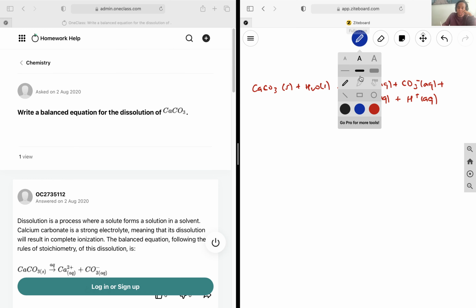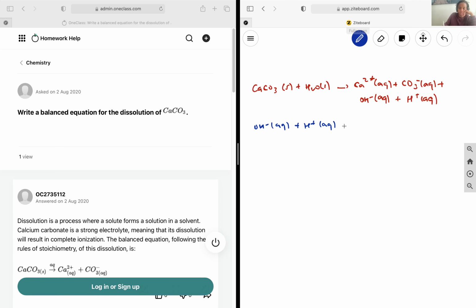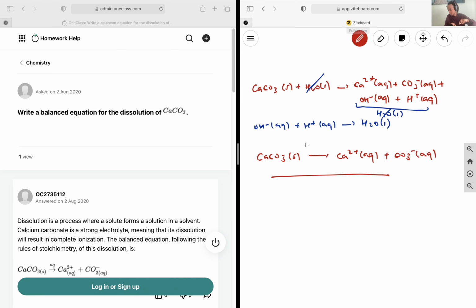And then we just need to note that OH minus aqueous plus H plus aqueous is the same thing as just liquid H2O. So we can rewrite this as liquid H2O. And because of that, these two will cancel. And so what it should actually look like would be CaCO3 solid to become the calcium ions plus CO3 minus ions. And that is going to be your final answer.